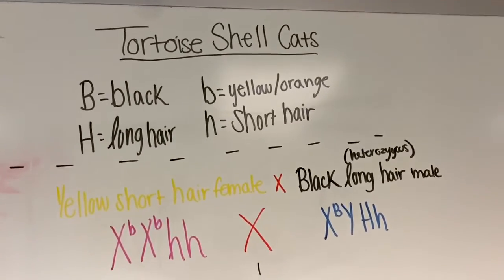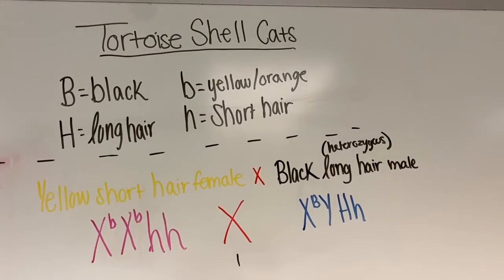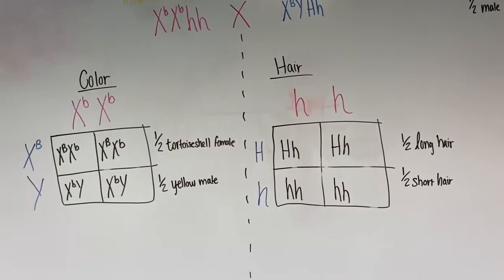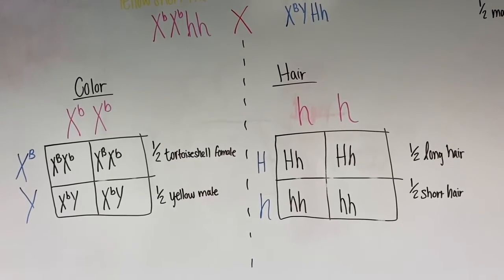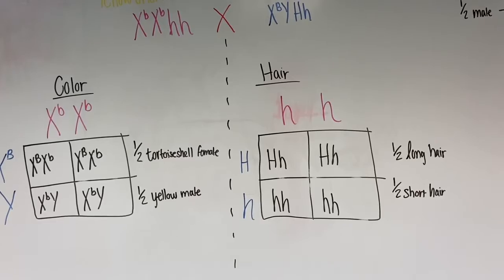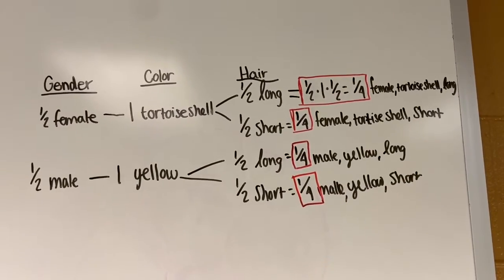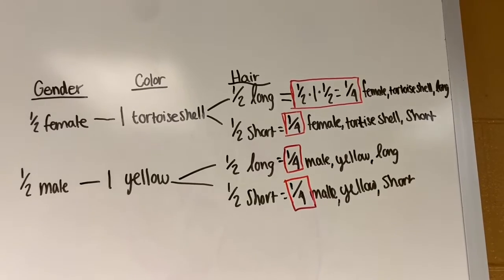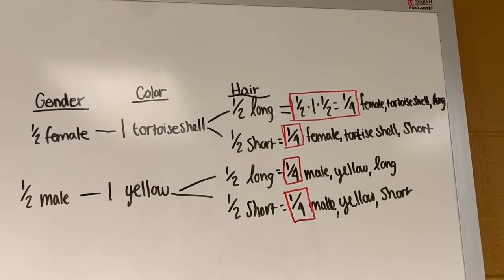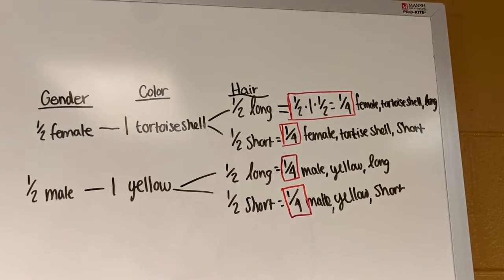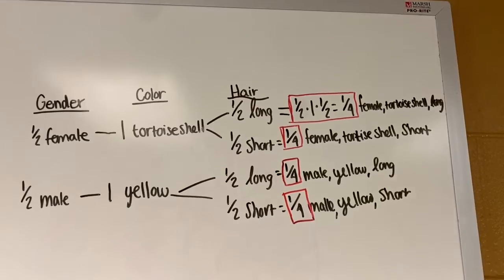For our second example, we will be considering a second trait, hair length. For this example, we took a yellow short-haired female and crossed her with a black, long-haired heterozygous male. To get our results, we made two Punnett squares, one based on color and one based on hair. After getting our results, we can now make a branch diagram. The branch diagram can be divided into three traits: gender, color, and hair. Multiply the traits by each other to understand the probability of receiving that type of cat.